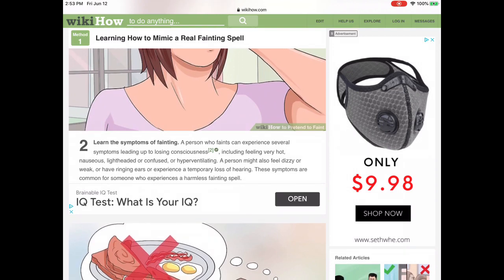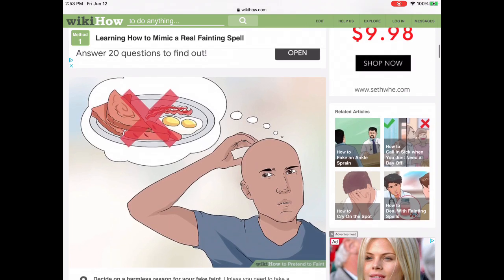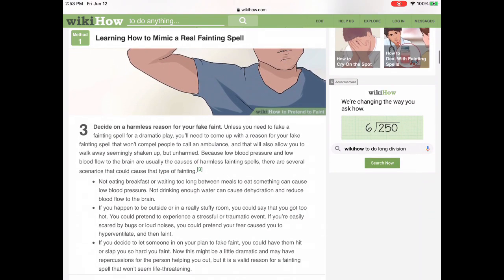Learn the symptoms of fainting. A person who faints can experience several symptoms leading up to losing consciousness, including feeling very hot, nauseous, lightheaded, confused, or hyperventilating. So basically, we're learning how to faint to get out of stuff. Like tests, I guess? I don't know. Even though it's only 20 seconds.